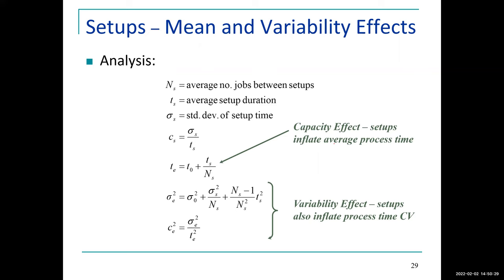Again, my advice is for you to start putting all this in a single paper, like a formula sheet. You might be asked to bring one to the exam. If you start putting it together now, it will save some time and it's going to help you with the assignments and to understand the material. So we have all this, now taking into account the setups. As you can see here, the setup, as you would expect, will inflate the average processing time because we are adding that additional time into the mean process time of a job. The variability effect of the setups also inflates the processing time coefficient of variation.